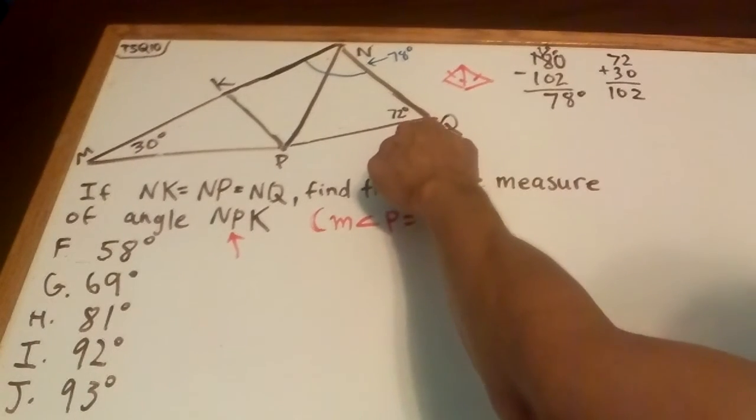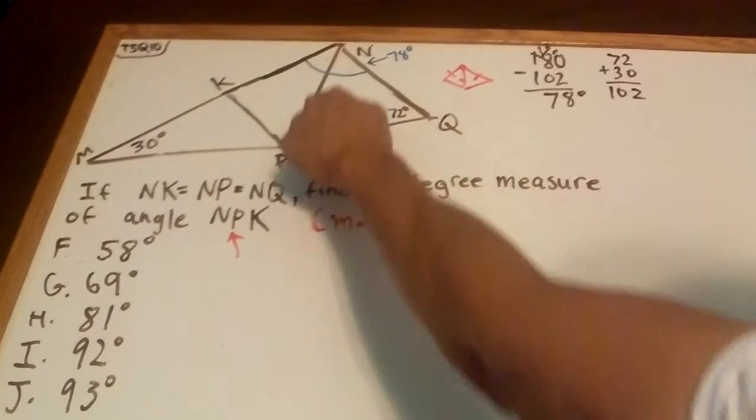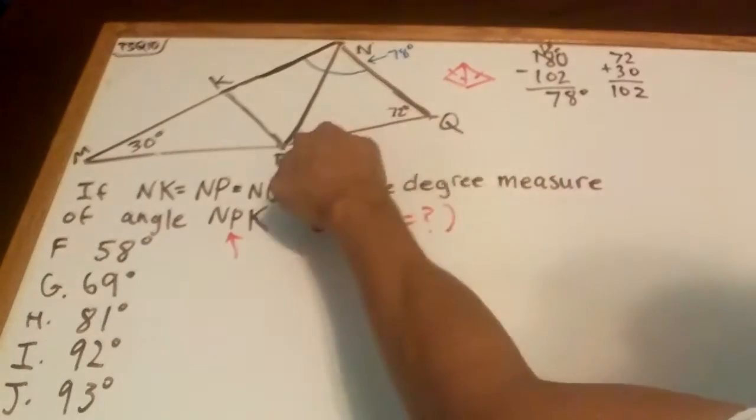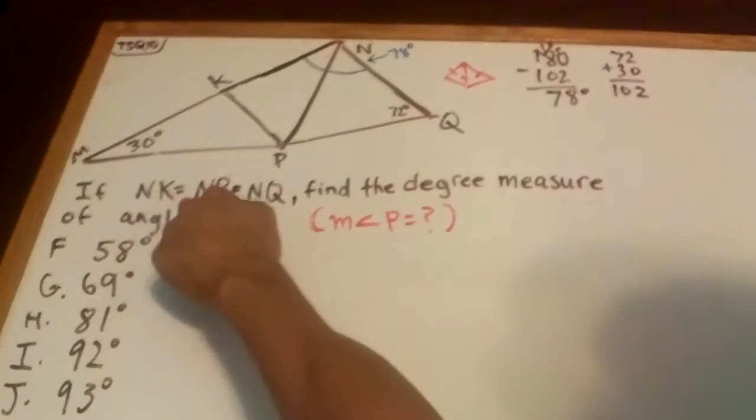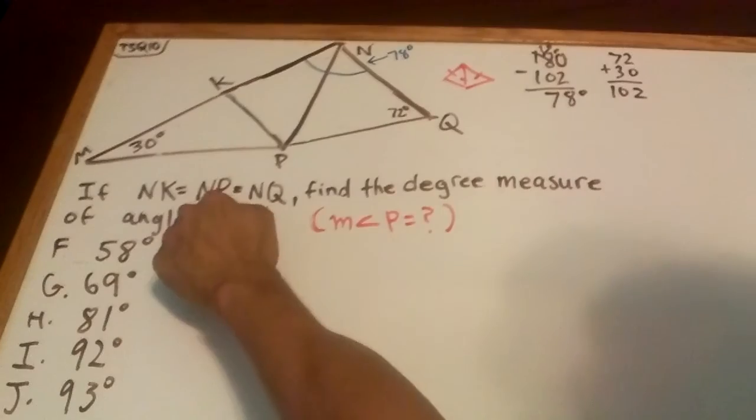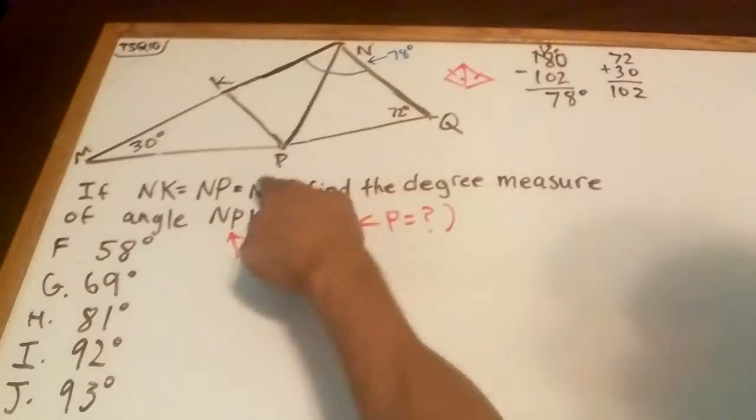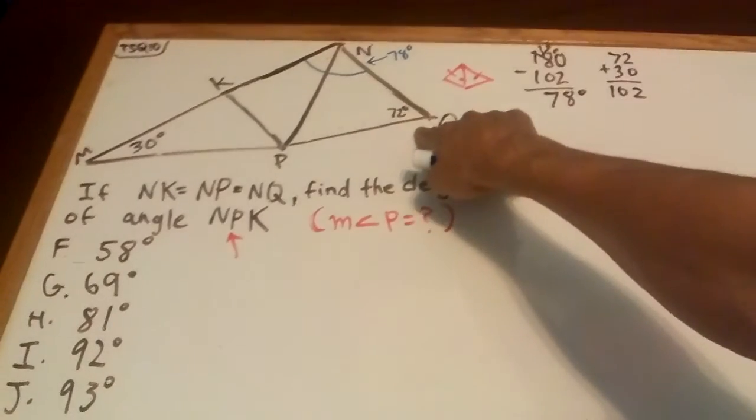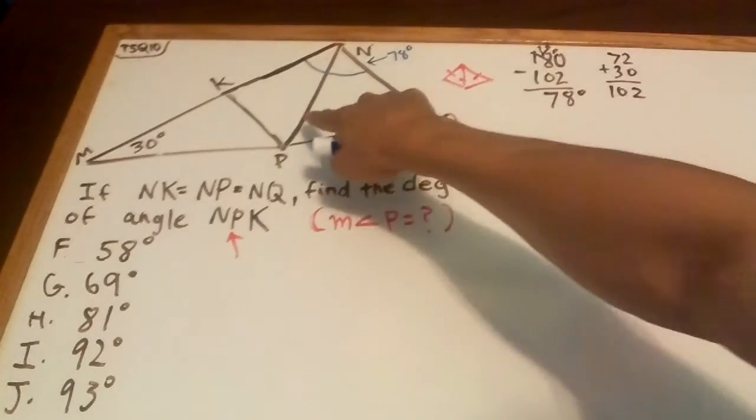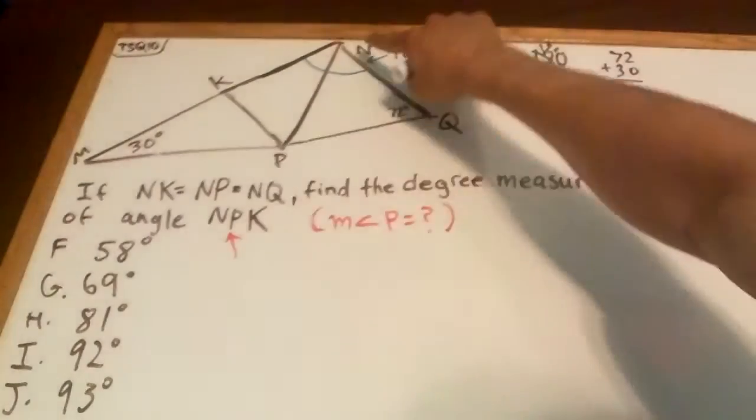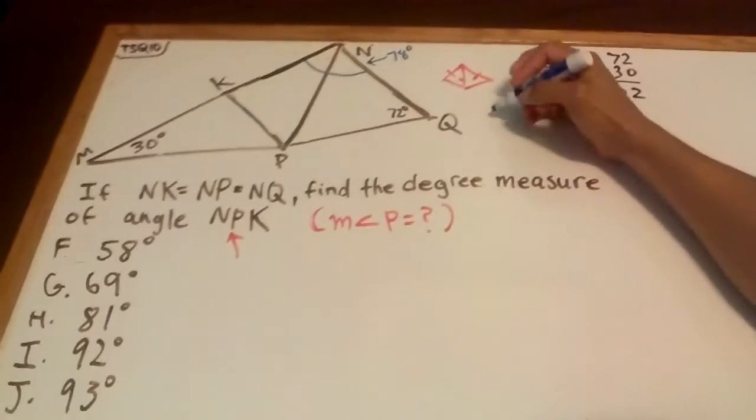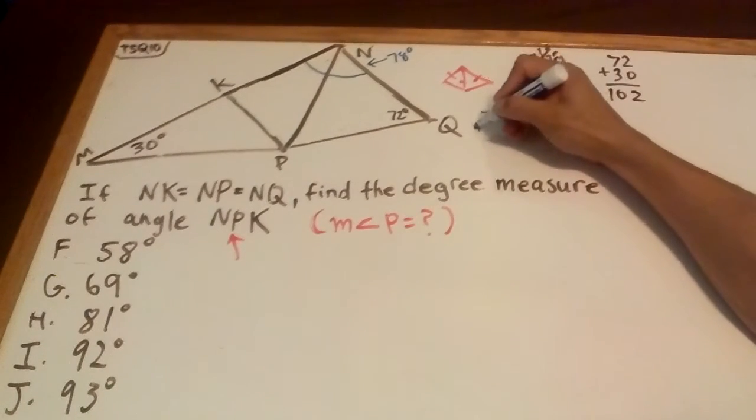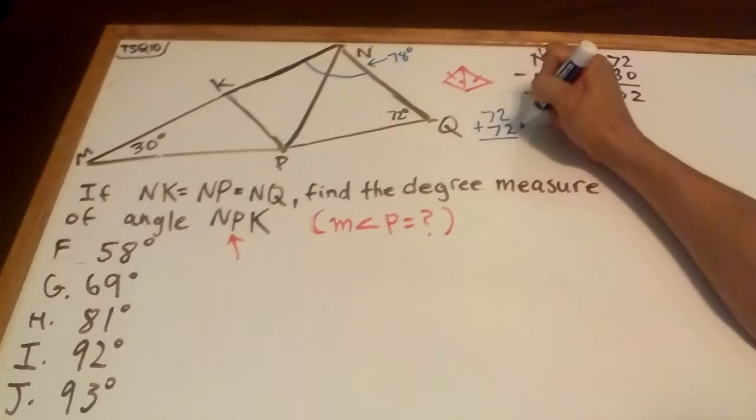Now, if this is 72, something else inside this triangle must also be 72, because it's an isosceles. That's what this points to us, right? It says NP is the same as NQ. Alright? So, if it is, 72 is somewhere else. It's either that or that. It's this one, alright? Why? Because it tells us the long sides are the ones that match. So we do 72 plus 72.